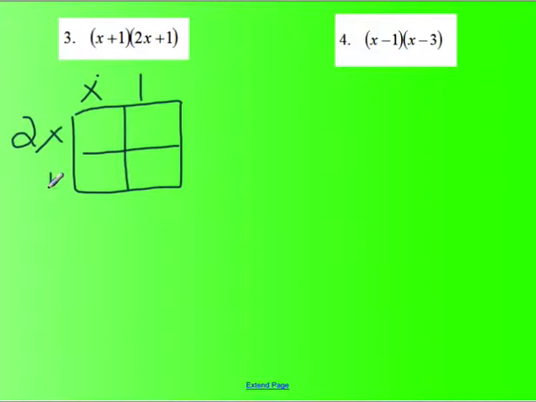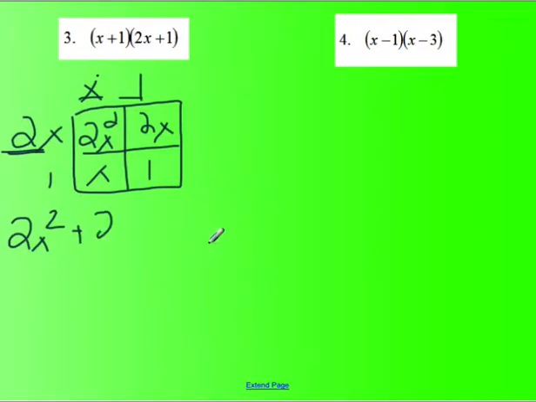Now we need to multiply into the box. So 2x times x is going to give me 2x squared. 2x times 1 is going to give me 2x. So again, just multiplying down into the box. 1 times x is x, and 1 times 1, excuse me, is 1. So now let's go ahead and write out those terms. So we have 2x squared plus 2x plus x plus 1.